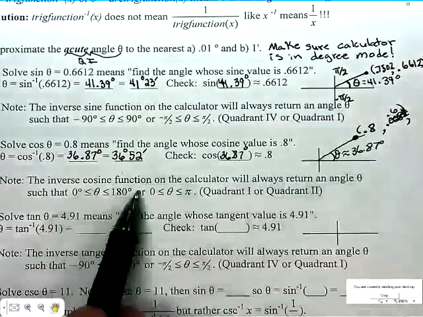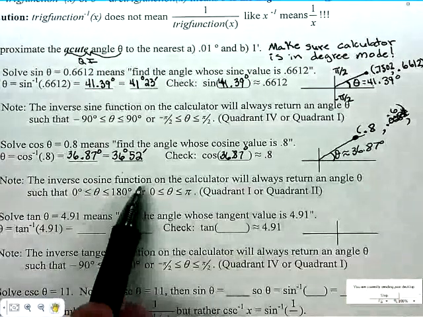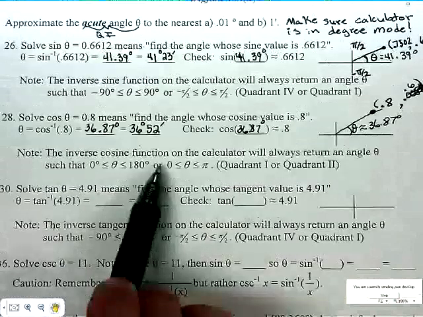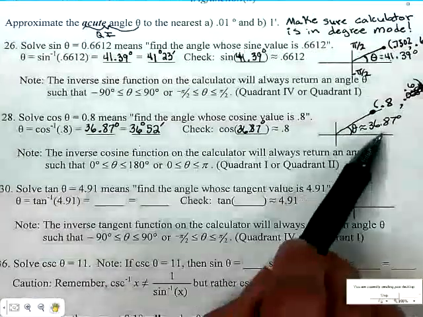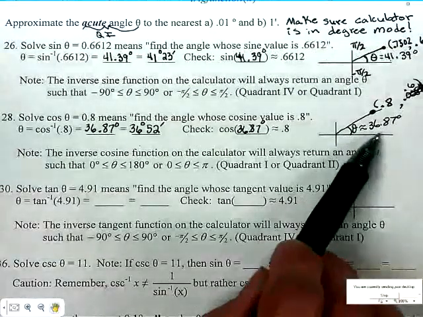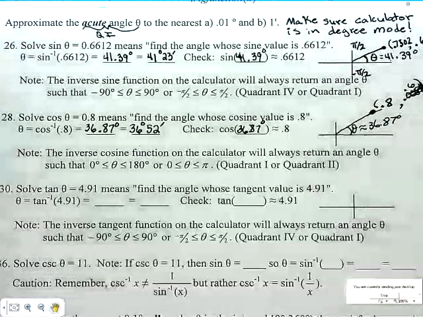Inverse cosine will always return an angle between 0 and 180 degrees, or 0 and pi radians. It'll always return an angle in the first or second quadrant.